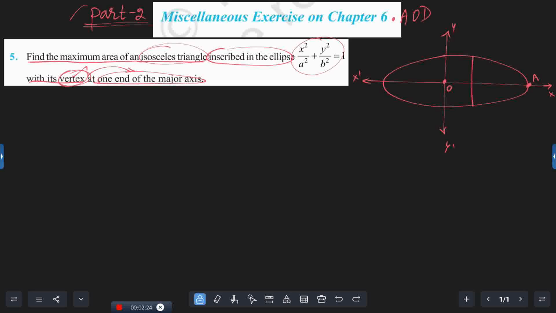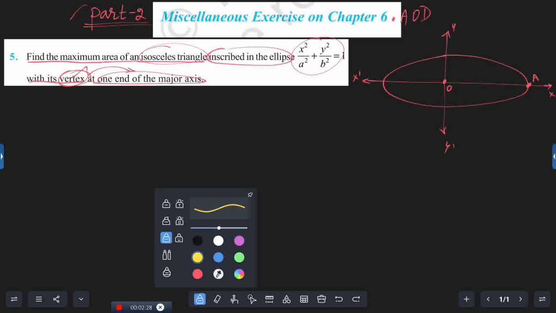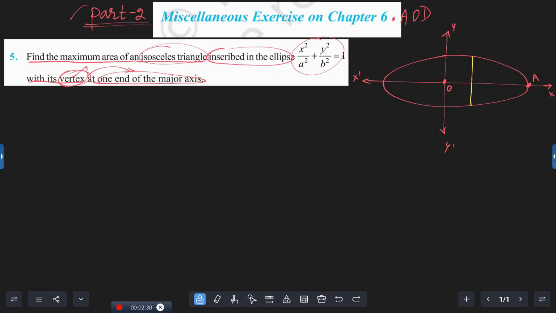They said isosceles triangle. In an isosceles triangle, two sides will be equal. Then with A, B, C, surely AB and AC will be equal. So ABC is the isosceles triangle, that is also given, and one vertex must be the end point of the major axis. Yes, A I'm taking on the end of the major axis. Do you understand the question first?